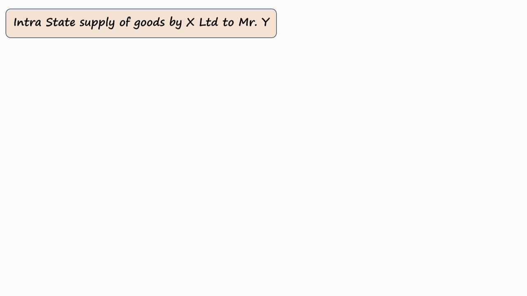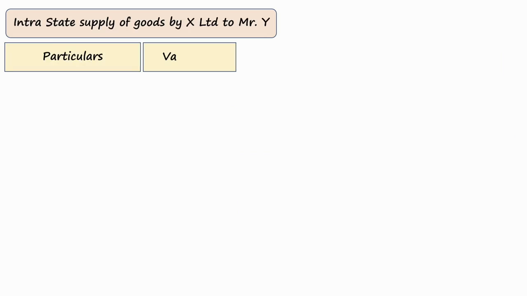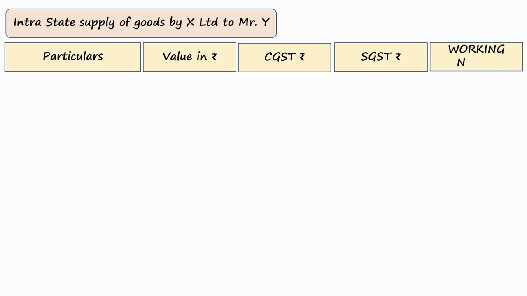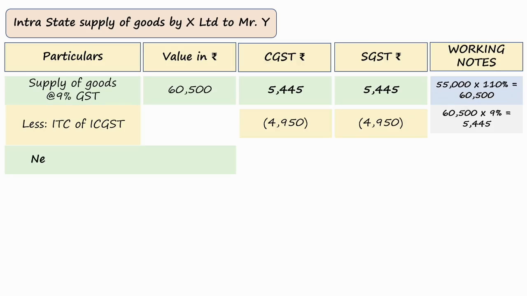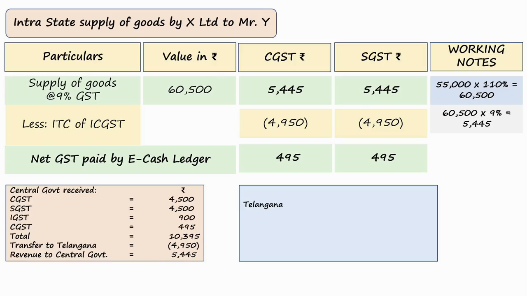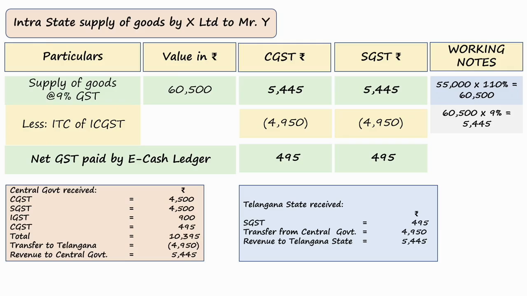Look here. Transaction between X Limited to Y. Intrastate supply. They are liable to pay GST and utilize the ITC. Net cash paid by electronic cash ledger: 495 CGST, 495 SGST. And the revenues to central and state are simultaneously presented, which you are already familiar with. Just make a note to conclude the solution.